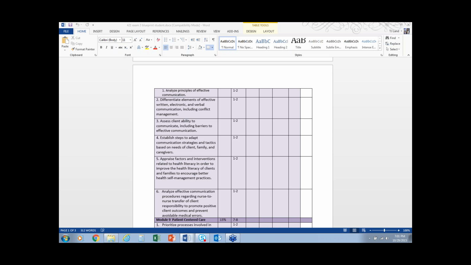Number 2 says you need to be able to differentiate elements of effective written, electronic, and verbal communication, including conflict management. So what that means is you should be able to explain or describe the pros and cons of effective communication, be that written, be that electronic, such as a text message or an email, and be that verbal communication, such as via telephone or face-to-face meetings. And how would you, as the professional nurse, appropriately manage conflict in relationship to communications?